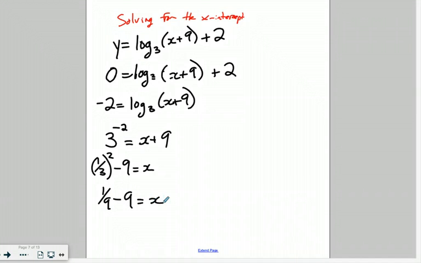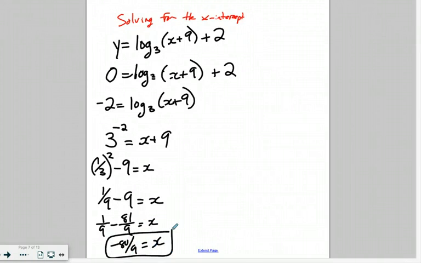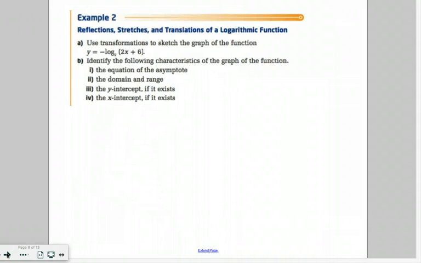And that can be done as either fractions or decimals. If we wanted to keep this as fractions, we would take this as 1/9 minus 81 over 9 equals x, and 1 minus 81 is negative 80 over 9 is equal to x as your most exact value. So again, we use the ability to transform from one form to the other to help us solve for values of x or values of y.